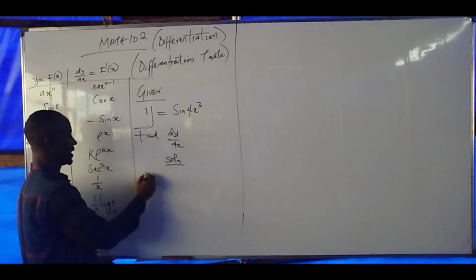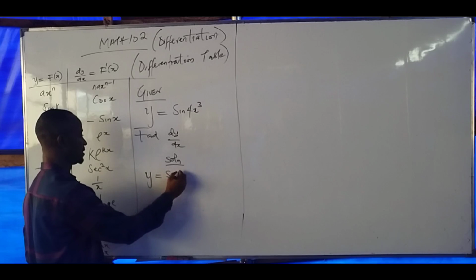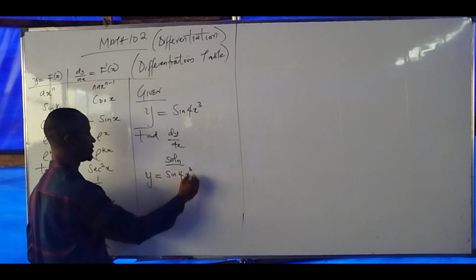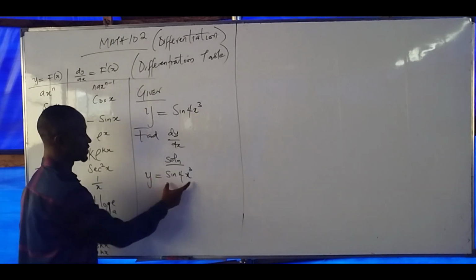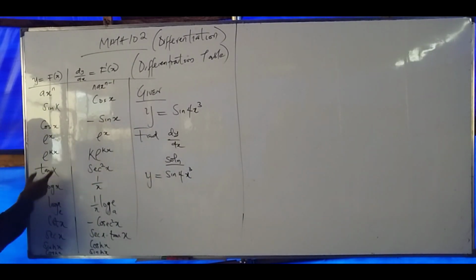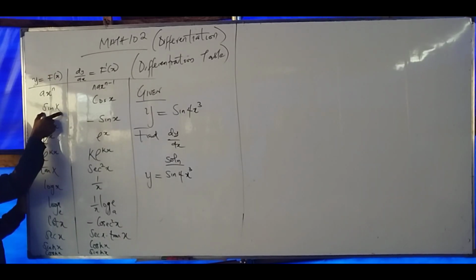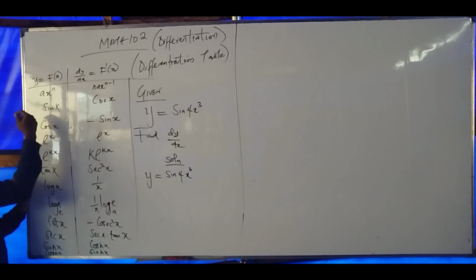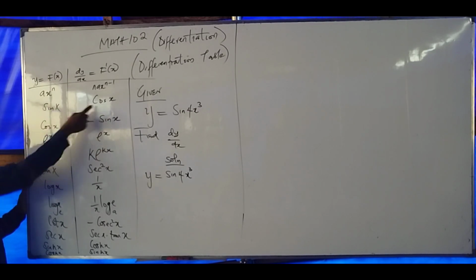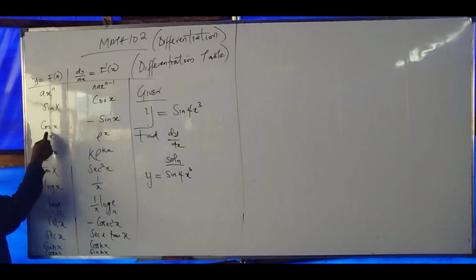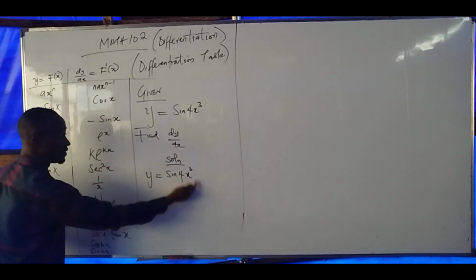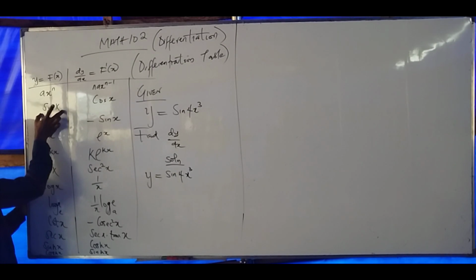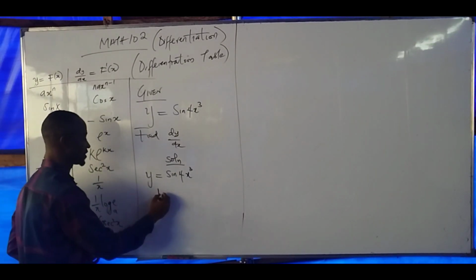We are given y equals sine 4x cubed. The first thing we need to do is to look for a means to express this to be in this function of sine x. This can be u. If I have sine u, the answer is cos u. If I have cos u, the answer is minus sine u. So I'll look for a means to express the whole of this in this form. And what do we do? We're going to say let u equal to what?